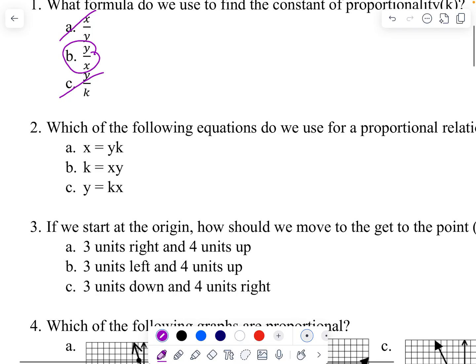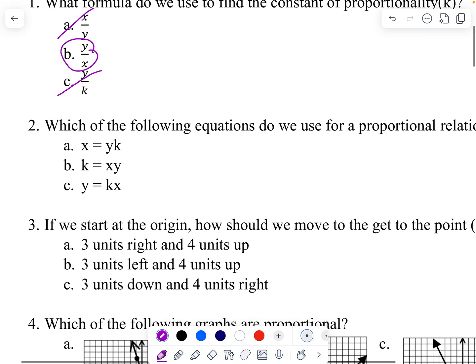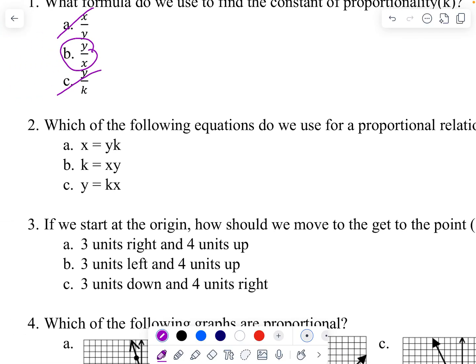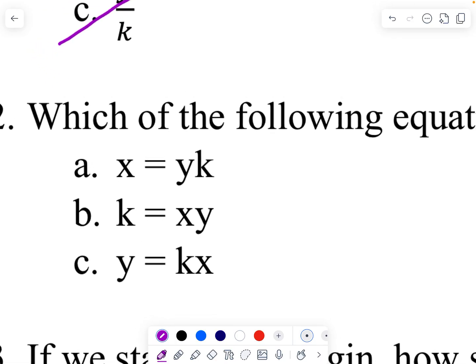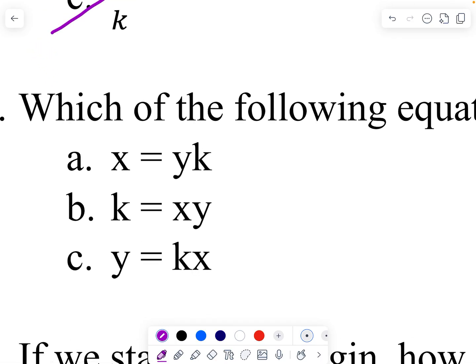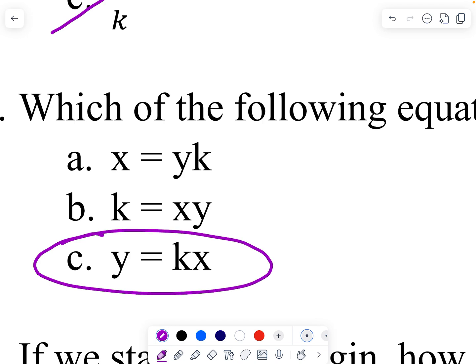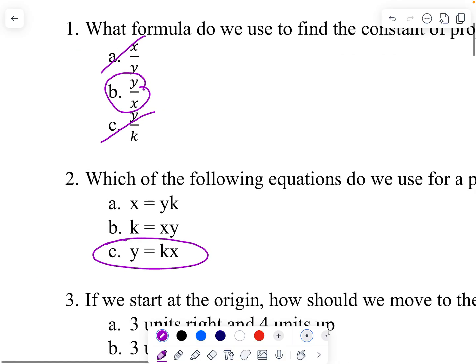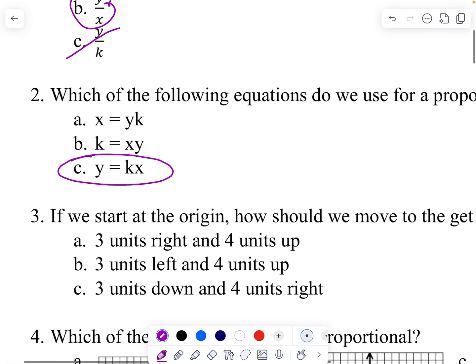For number 2, which of the following equations do we use for a proportional relationship? This is another thing that you have to memorize. So for all these choices, they're using the same 3 letters, K, X, and Y, but they're just putting them in a different order. But the correct one would be choice C. Y equals KX. The K always comes before the X. So that's another thing that you want to make sure that you have memorized for tomorrow.